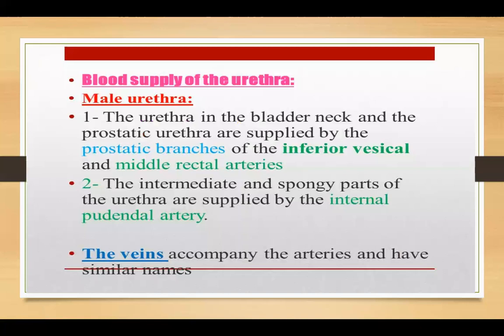Now come to the blood supply of the urethra. Male urethra blood supply: the urethra in the bladder neck and the prostatic urethra are supplied by the prostatic branches of the inferior vesical and middle rectal arteries.